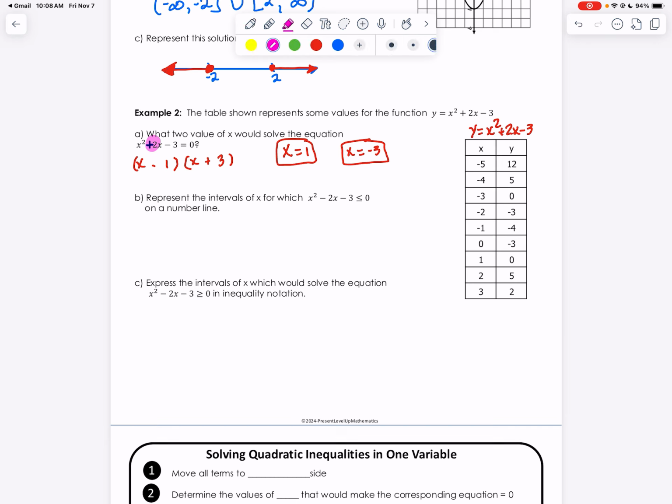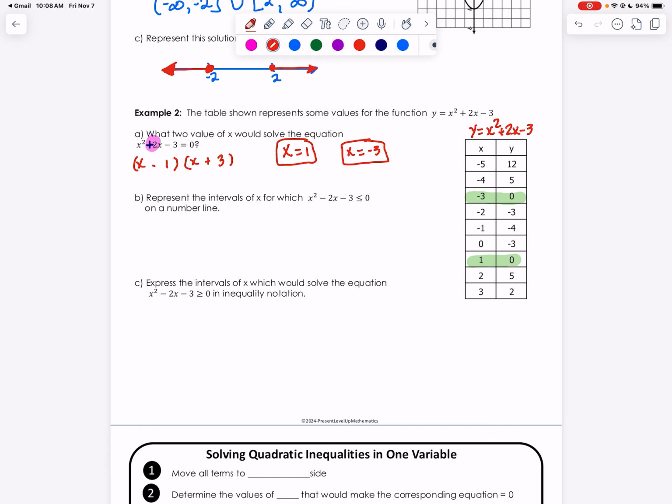Now, what I want you to do is highlight those in the table. So x equals negative 3 is right here, and x equals 1 right here. Now, what I want you to notice is what the function value is there. And I want you to notice that both of these are equal.